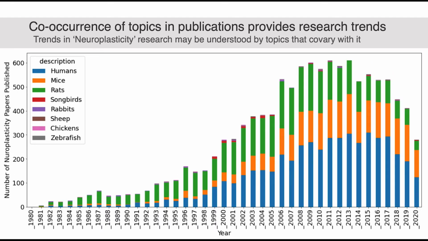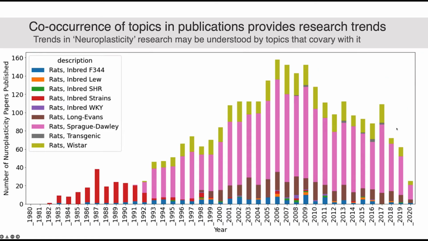Well, we can break it out and we can say what were the specific animals that were part of that orange bar in the previous slide. And you get a more nuanced story about research in neuroplasticity now. What you can see is that in the earlier times, when people were studying neuroplasticity, they were using rats predominantly. That's the green bar here, right? Look at the proportion of the green relative to everything else. And as time went on, there was a shift away from the use of rats toward the use of mice. That's the orange bar that you see here.